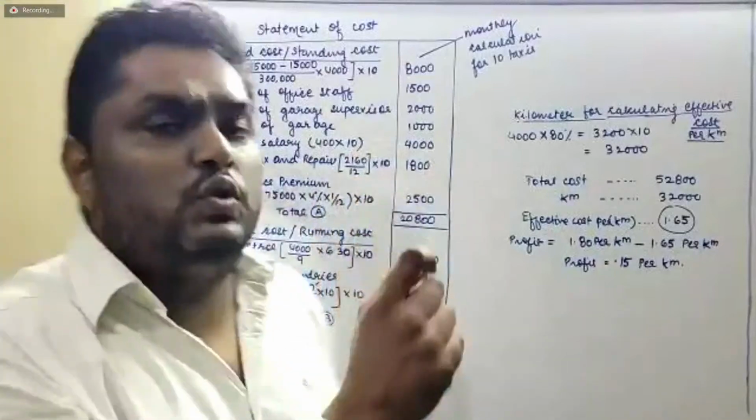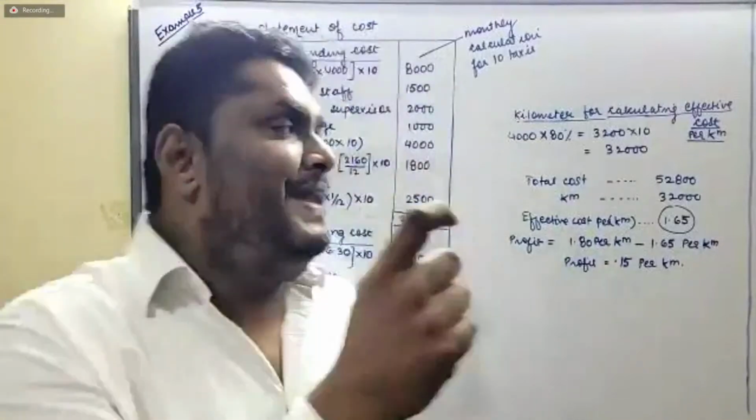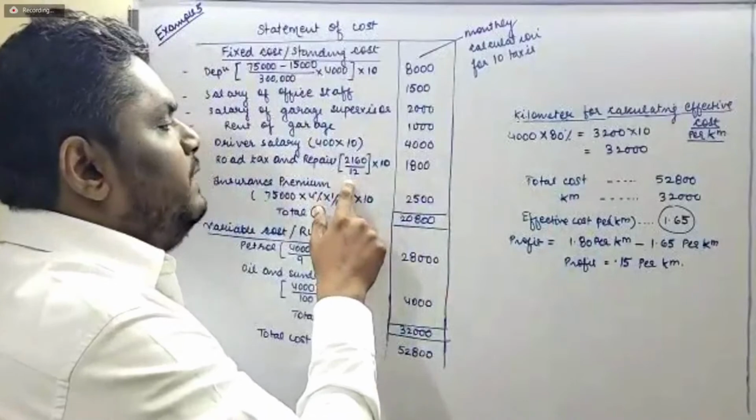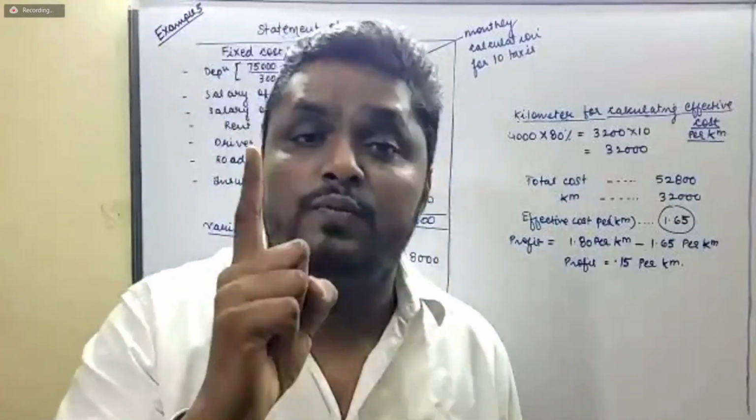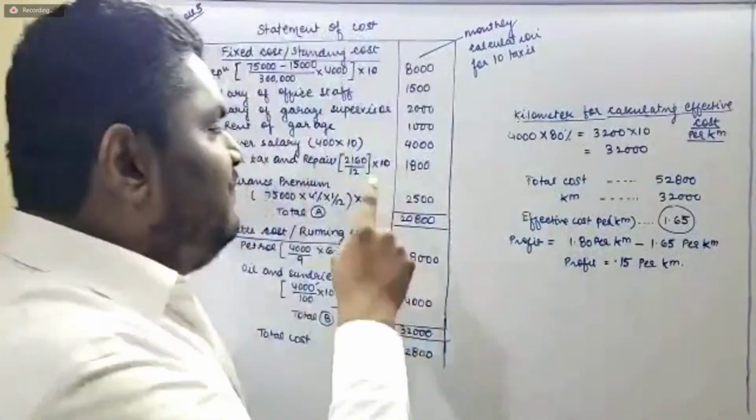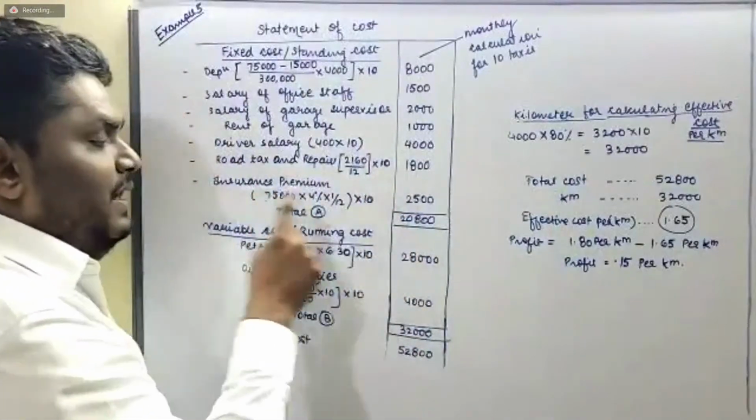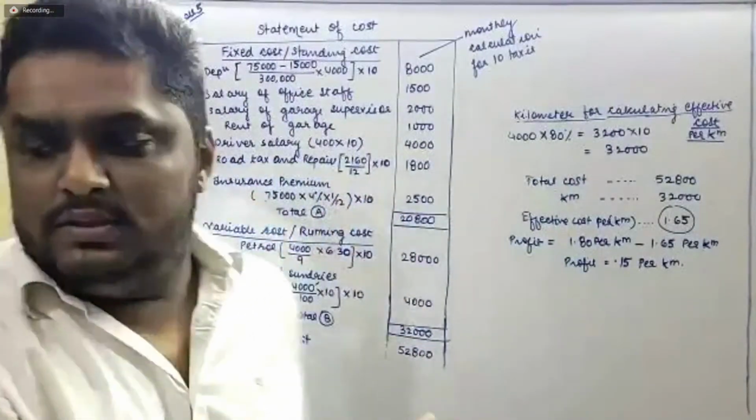Road tax and repairs of 2160 is per annum. That's why we divided it by 12. So we will get the road tax per taxi, into the total number of taxis, that is 10. Similarly, insurance premium and variable cost.